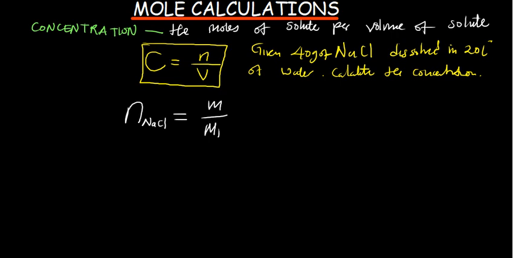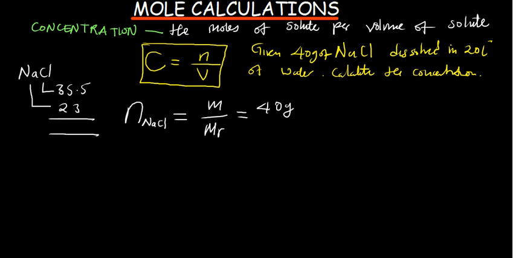So the mass of sodium chloride that you've been given is 40 grams. Now, what's the molar mass of sodium chloride? You need to go on the periodic table. On the periodic table, the molar mass for chlorine is 35.5. The molar mass for sodium is 23. So we're going to add these. 23 plus 35.5, we are going to get 58.5. This is the molar mass. It is in grams per mole.